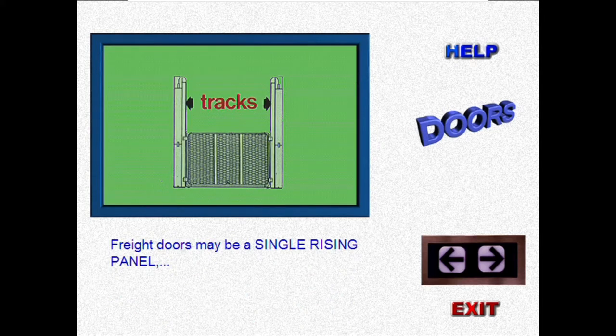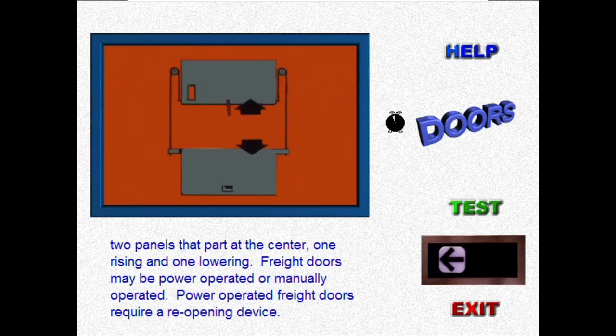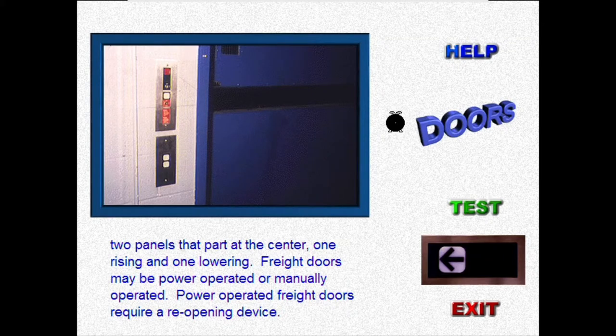Freight doors may be a single rising panel, double rising panels, or two panels that part at the center, one rising and one lowering. Freight doors may be power operated or manually operated. Power operated freight doors require a reopening device.